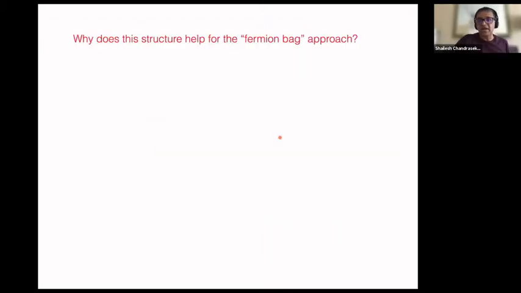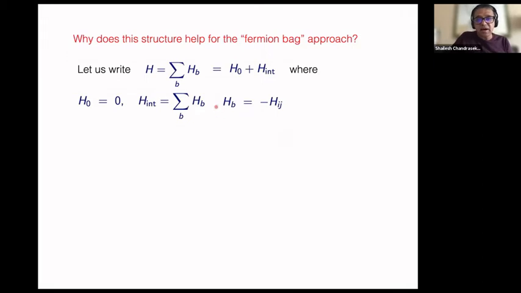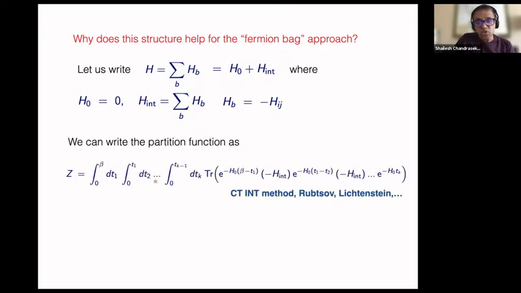So now, why does this structure actually help? The reason the structure helps is, let's write down H as a sum of bond operators, which I call H_B, and then write it as some free plus interacting term. It's just that the free term is just zero, and this bond just becomes the interaction. And then I can use the usual partition function expansion, if you wish, in some kind of Dyson series. And this has been explored by many authors in the past.